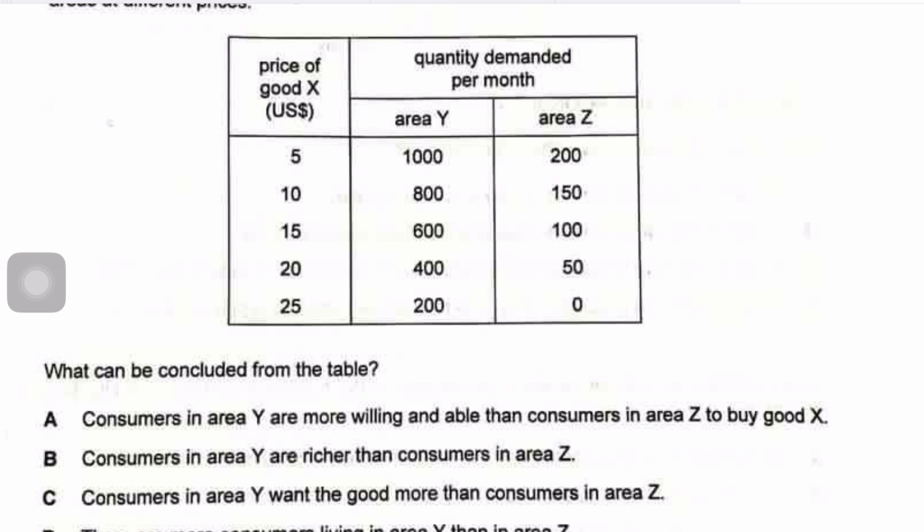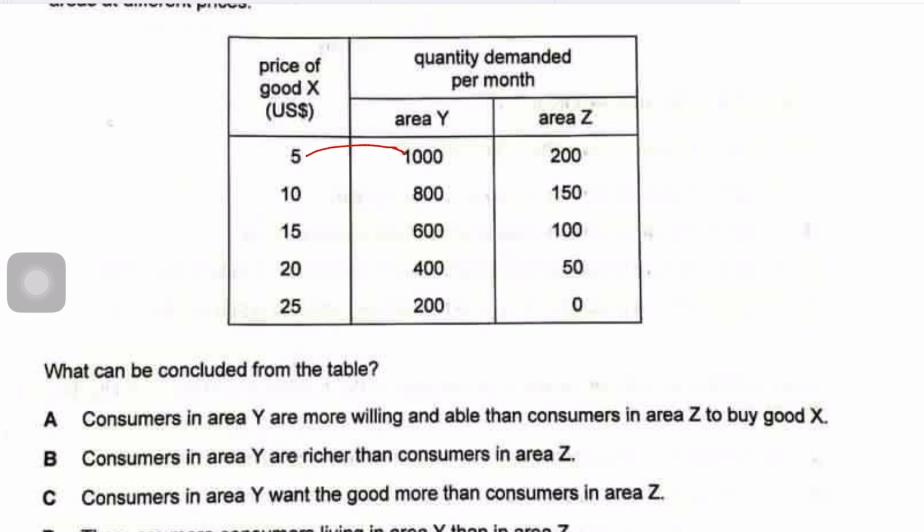So at $5, people in area Y are demanding at least 100 units. Now, this is not a demand by one person. It might be demand of different people. You can call it market Y or market Z, right? So this is the quantity demanded in a particular area in that market, right?